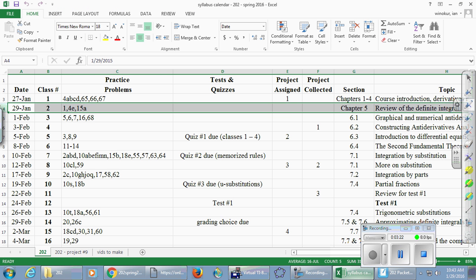Okay, so we'll start most classes by taking a quick look at our calendar. This is on the back of your syllabus, but you don't need to pull it out. Today, January 29, is class number 2. We're going to review the definite integral, which is, I think, four sections in chapter 5. This is our second and final official review day, and then we start chapter 6, which we are calling new, although some of it will be familiar to some of you.